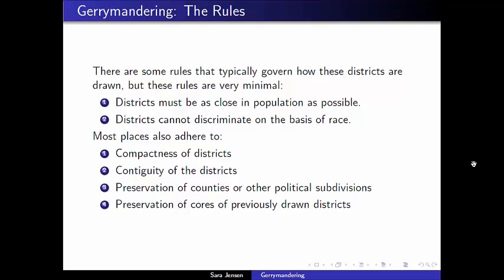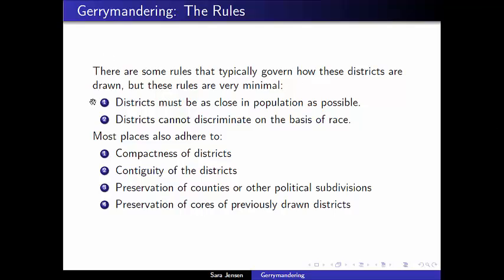So one rule is that districts have to be as close as possible in population size. When you have population that is varying greatly because people are moving and being born and dying, it is absolutely impossible to guarantee that these districts will have exactly the same size, but at the time that the map is created, to the best of your ability, you want the populations to be close in size in the districts. And the only other rule that is very important that we abide by is districts cannot discriminate on the basis of race. That will not come up in our mathematical model, but is an important rule to know that it exists.